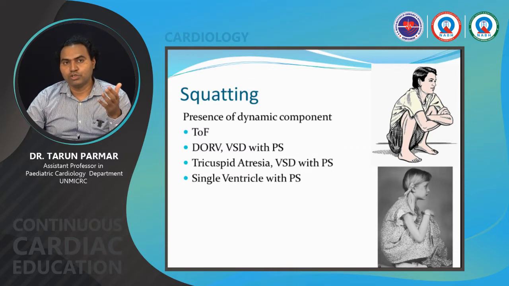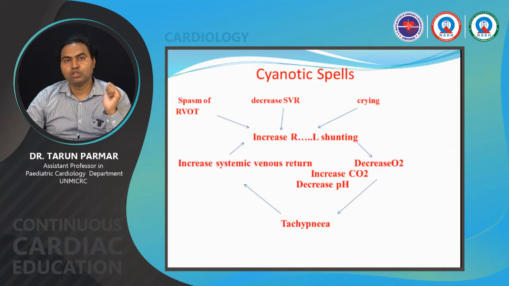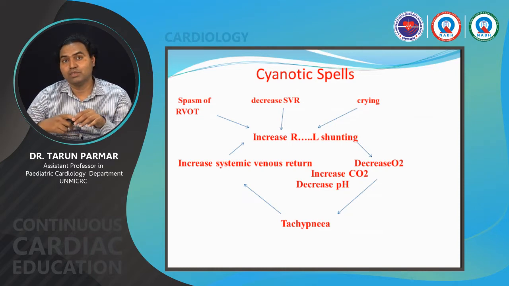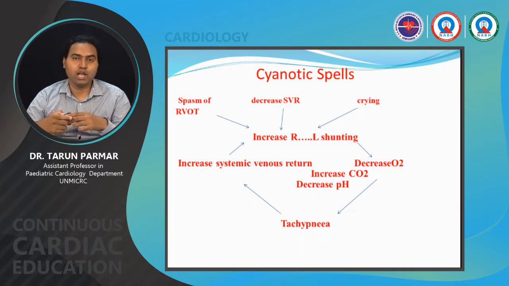So in the TOF situation, or DORV VSD PS, tricuspid atresia VSD PS, single ventricle PS, the most important thing to understand in cyanotic CHD with decreased QP patients is the cyanotic spell. Why we need to understand this very well is because we need to recognize the spell and treat it as soon as possible, because this is a critical situation and it will lead to hypoxic damage to the brain. Every single second is important because it will lead to irreversible neurological damage when hypoxia is prolonged.